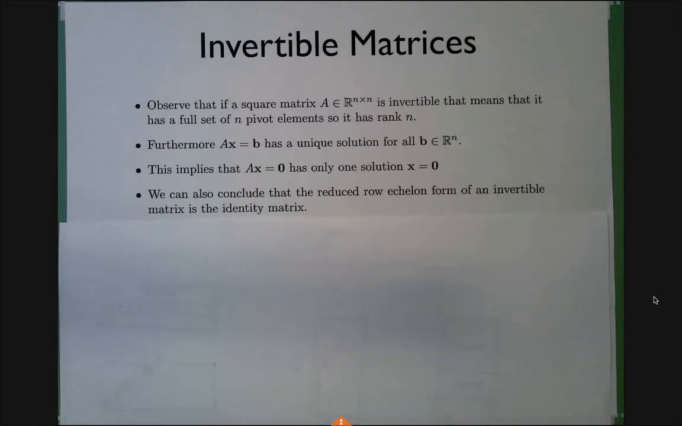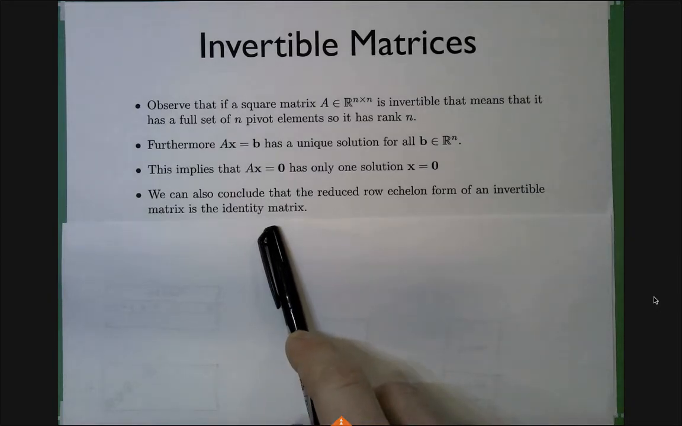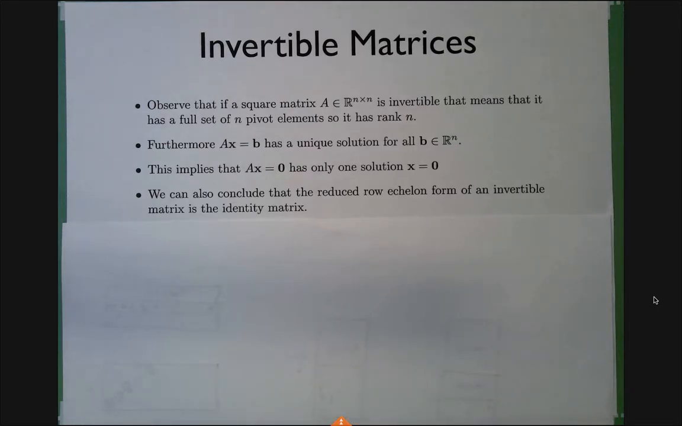Oh yeah, and how does the reduced row echelon form of an invertible matrix look? Well, it must be the identity matrix, right? Because that's the simplest, or I guess the most basic, example of a reduced row echelon form. Everything eliminates, just the identity remains.